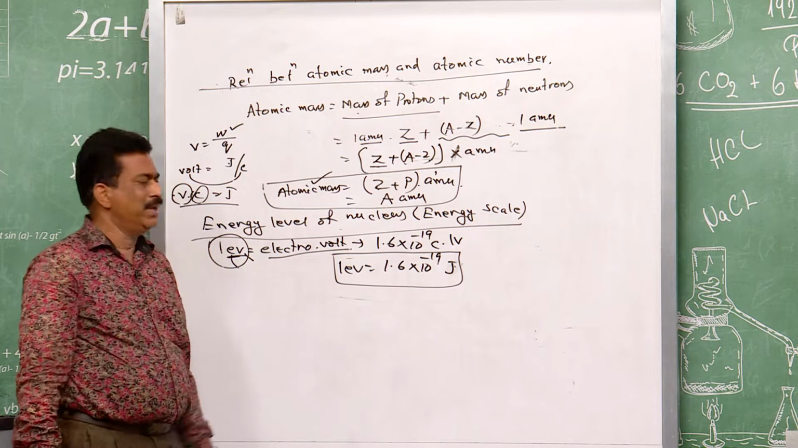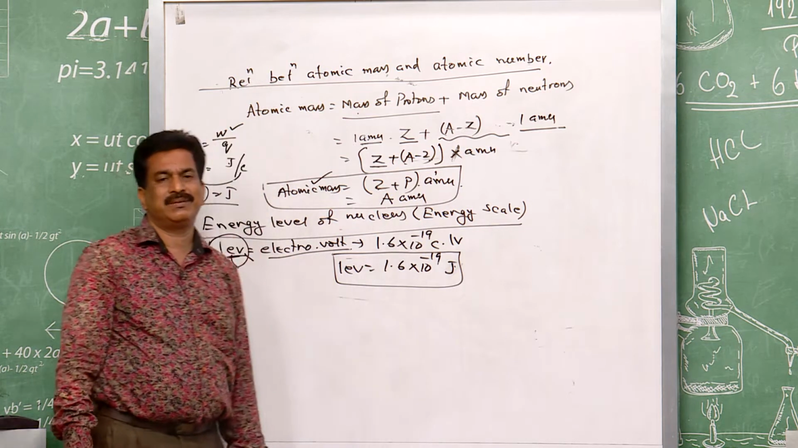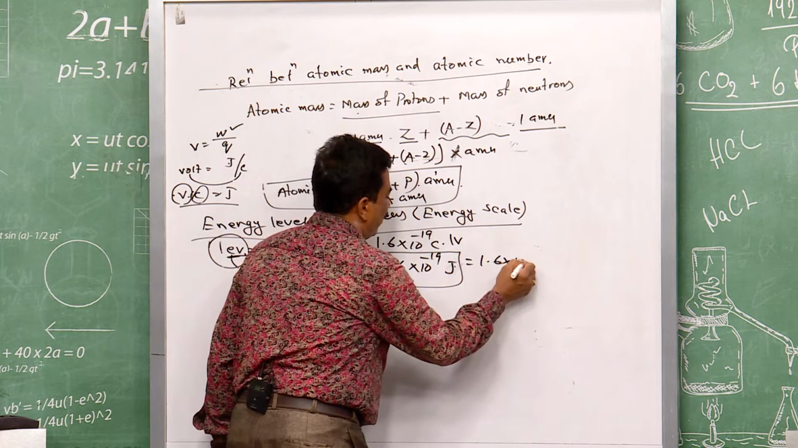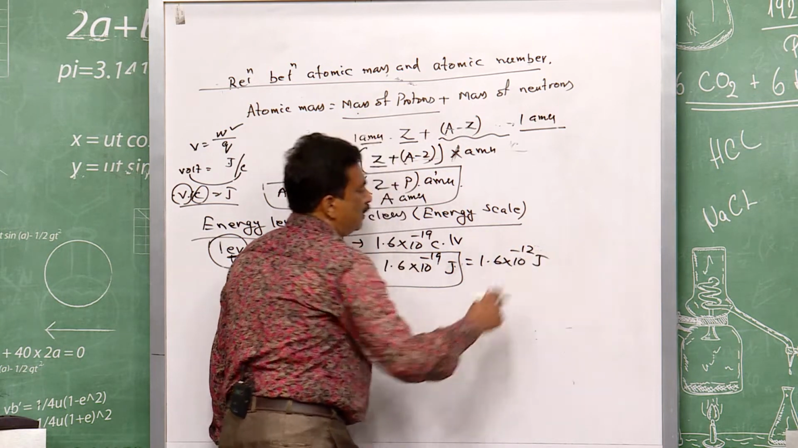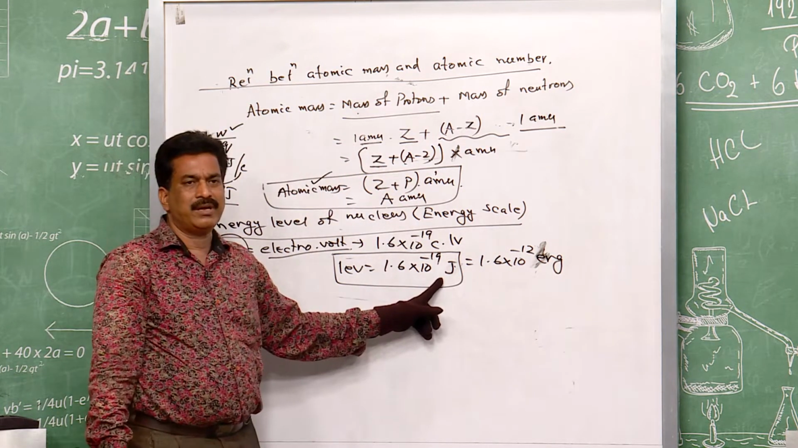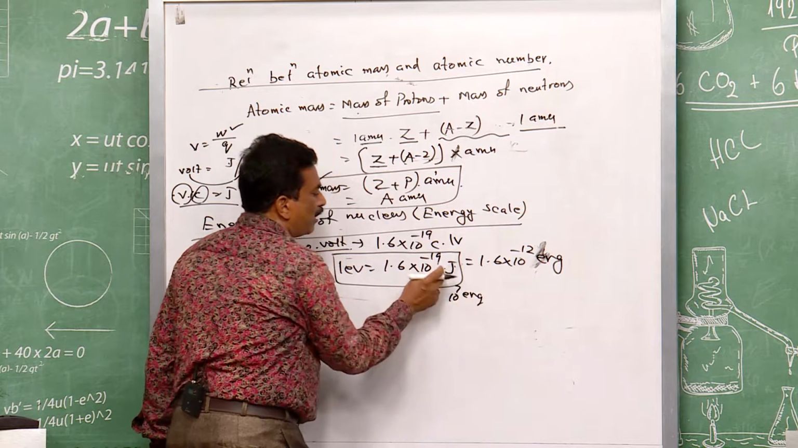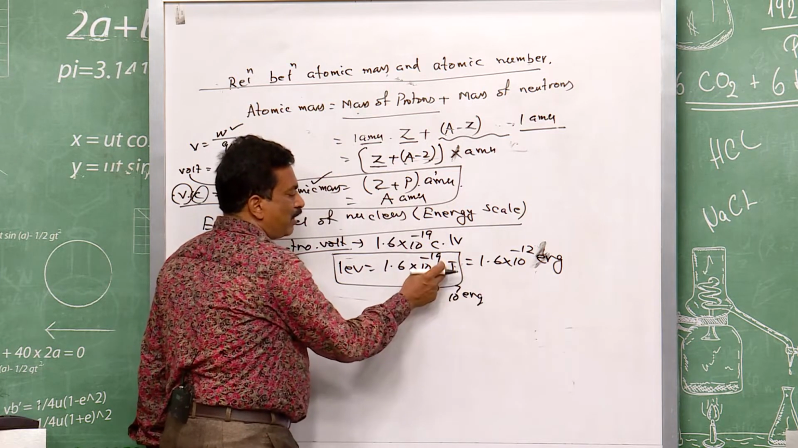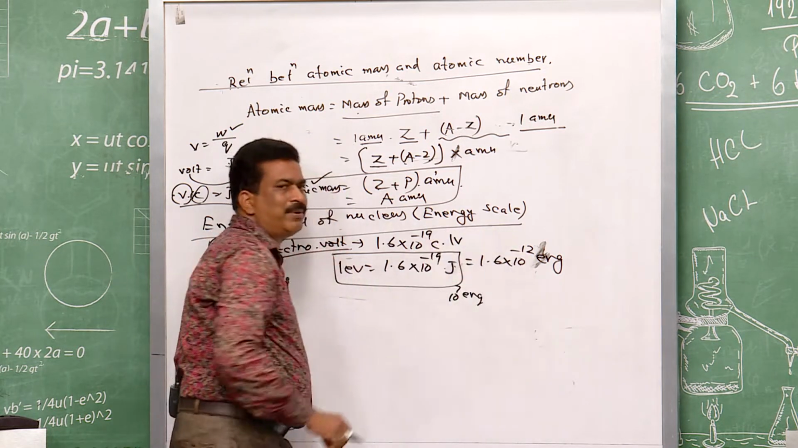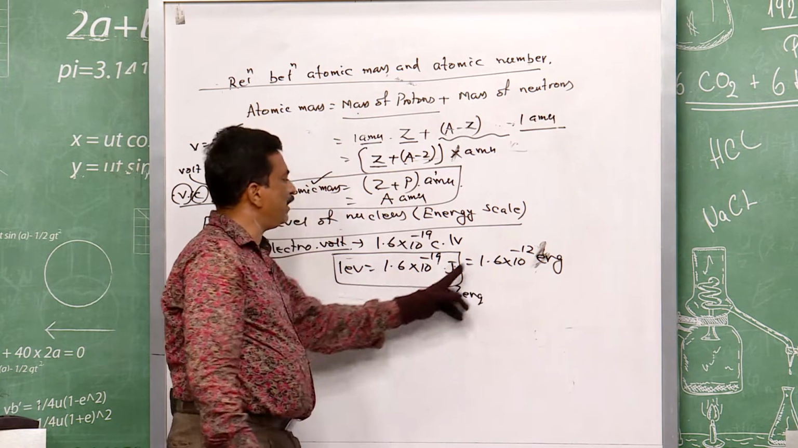Suppose I ask one question: this is the joule in the MKS case, then what will be the value of this energy in CGS? Are you answering? Please verify with the answer I had already written. If we convert to CGS, 1 joule is equal to 10 to the power of 7 erg. So 10 to the power of minus 19 into 10 to the power of 7 gives 10 to the power of minus 12 erg. So 1 eV is equal to this.